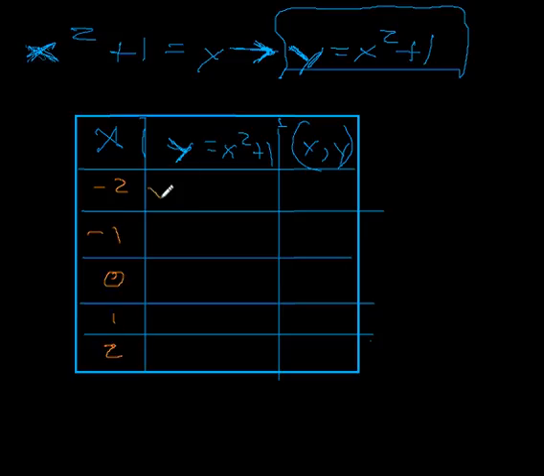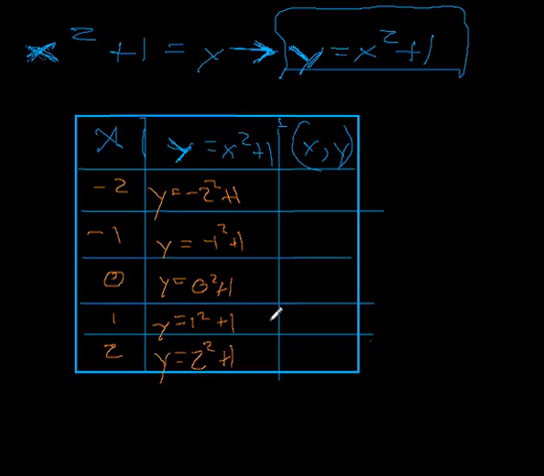And now I'm going to say y equals (-2) squared plus 1. y equals (-1) squared plus 1. y equals 0 squared plus 1. y equals 1 squared plus 1. And y equals 2 squared plus 1. Cool. So what could these actually be? Well, 2 squared is 4, plus 1. Well, that's 5. Okay, so 5 is my first value of y. Then -2 squared is still 4 plus 1.